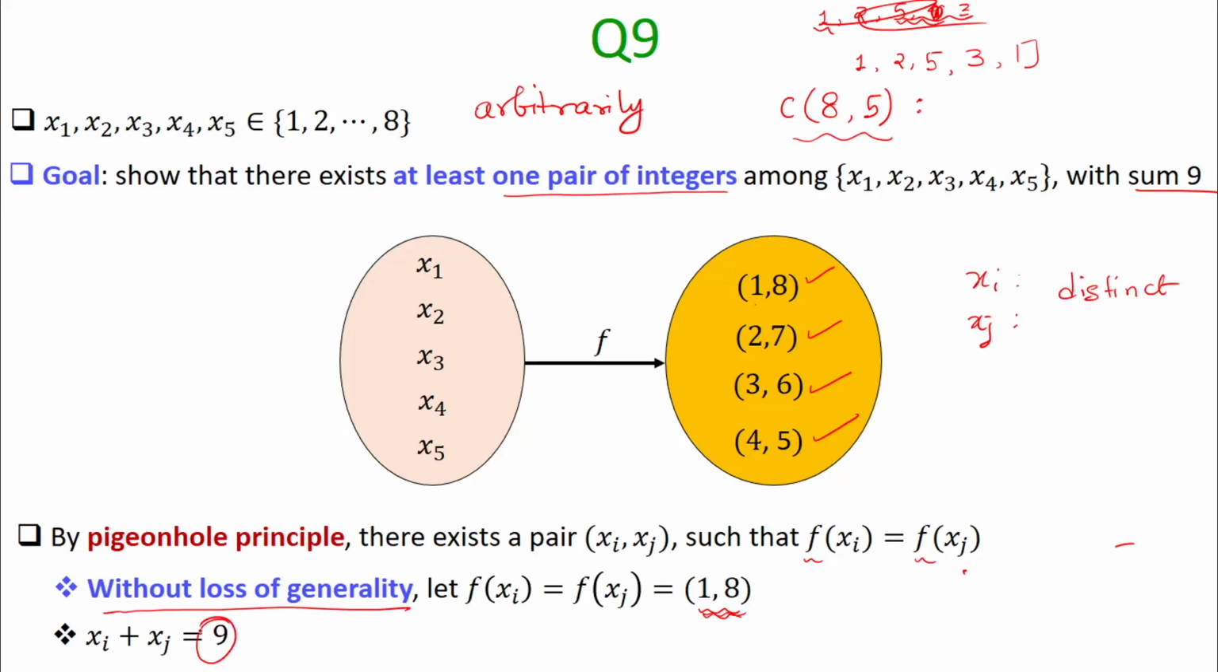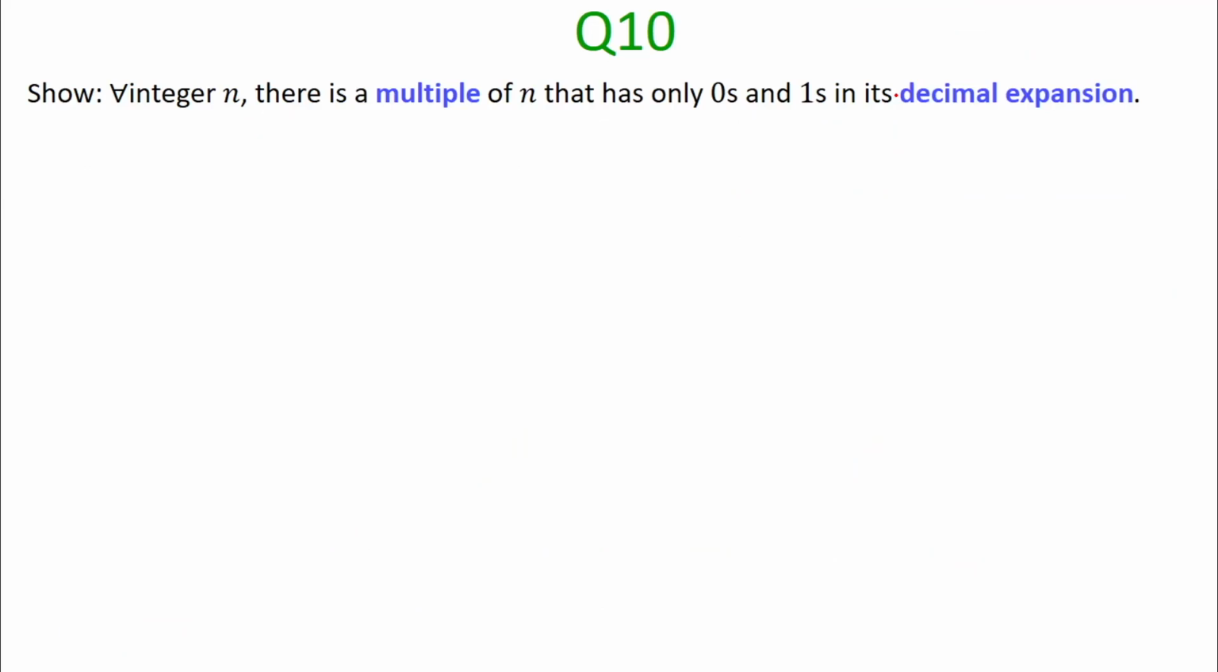Irrespective of the case, the sum of xi and xj is 9. So now you can see that even without enumerating all possible C(8,5) combinations of picking 5 numbers out of these 8 numbers, we ended up arguing in a very simple fashion that our statement is true using the pigeonhole principle, which shows the power of this proof strategy, or counting mechanism.